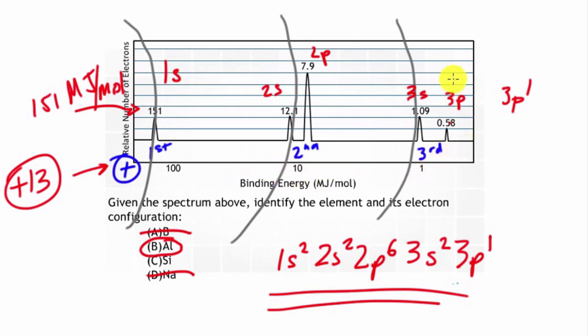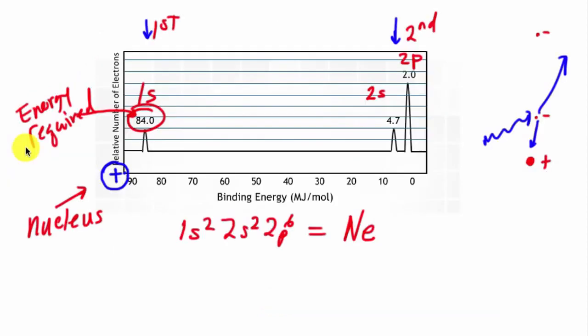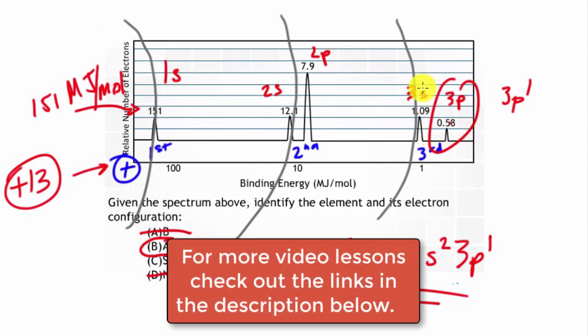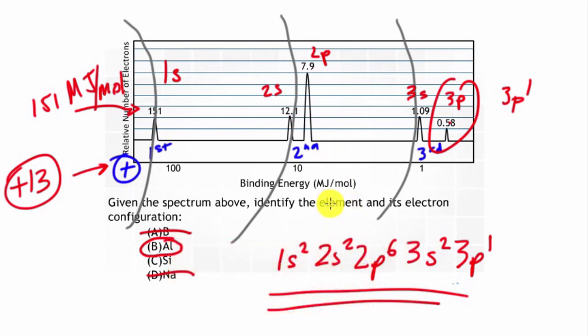They might ask you questions about, take a look at this energy level being 0.58 versus the energy level for neon being 2.0. Why would the neon be so much higher? Well, because there's less shielding. The electrons are in the outer shell of the second energy level, while in the other one, the 3p has the shielding of the second energy level and the first energy level. So again, everything that we looked at earlier can still be applicable. It's just that we're looking at it through a different type of data.